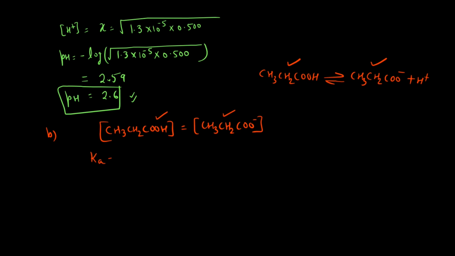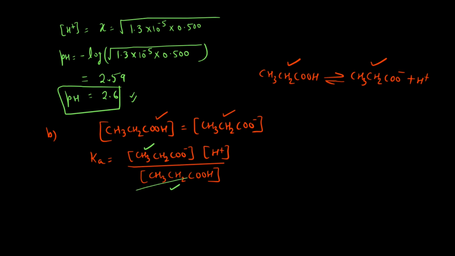So at that point we can say that the concentration of this will be equal to the concentration of this. Then our Ka will be equal to the CH3CH2COO⁻ concentration times the H⁺ ion concentration divided by the concentration of CH3CH2COOH. Now this concentration equals this, so they cancel out. So our Ka will be equal to the H⁺ ion concentration, and Ka is 1.3 × 10⁻⁵. So this will give us the H⁺ ion concentration.